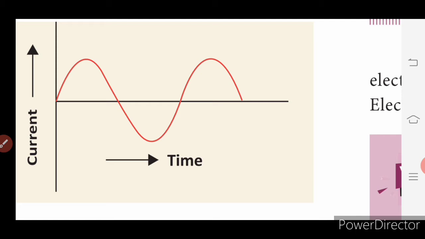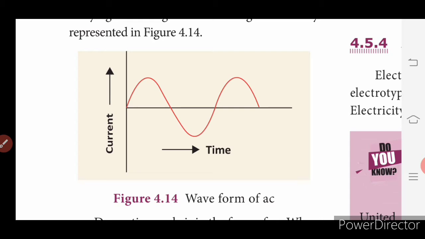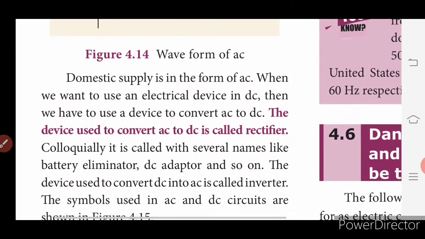And the device used to convert AC to DC is called a rectifier. This is an important one-word question, children. Please make a note of it. The device used to convert AC to DC is called a rectifier.